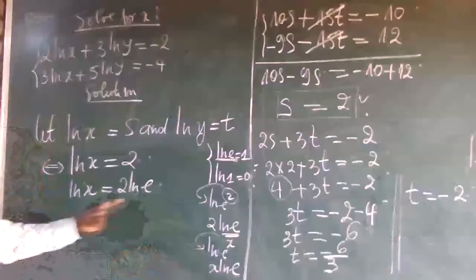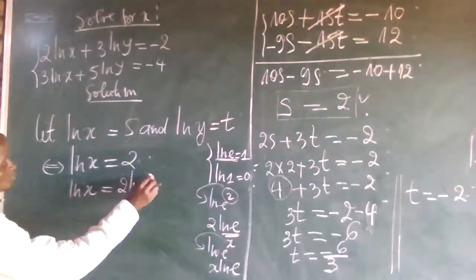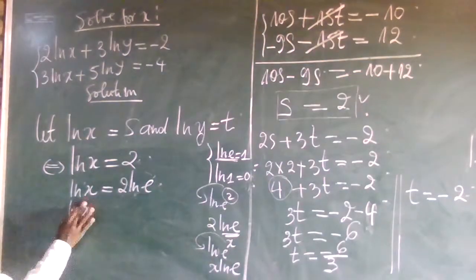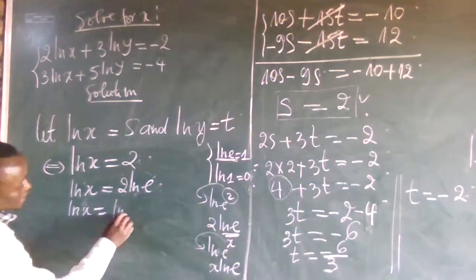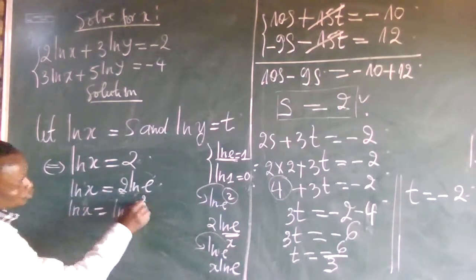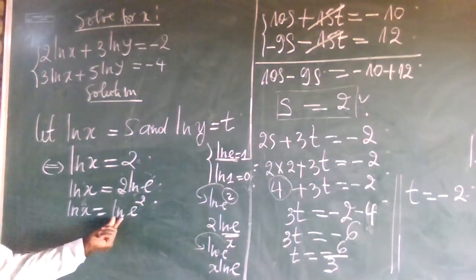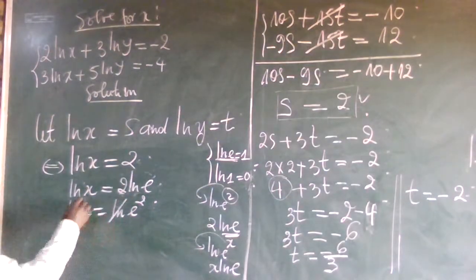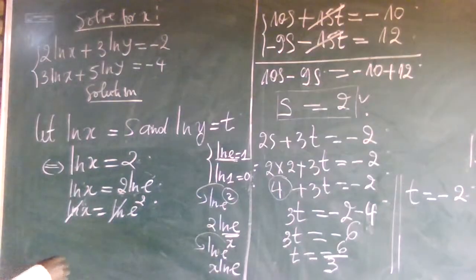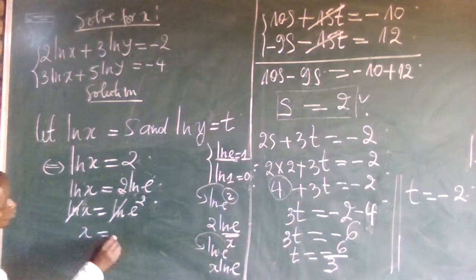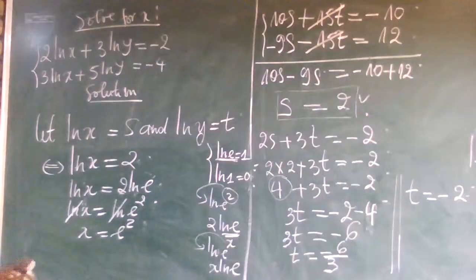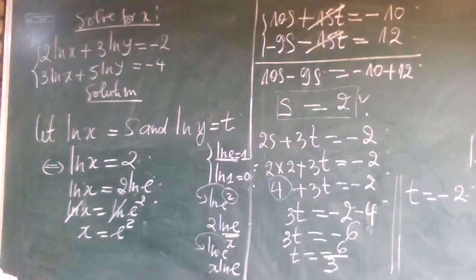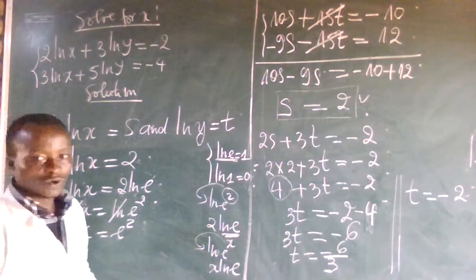Yes, now come to this one. This number will come to the power of e. Now we remain with ln x is equal to ln e power 2. You see? Now when we are reaching here, if you have the same ln here and ln here, you have to cancel them. Then we remain with x will be equal to e power 2. Yes? This is the first variable, which is x. Now we are going to find the second variable, which is y.